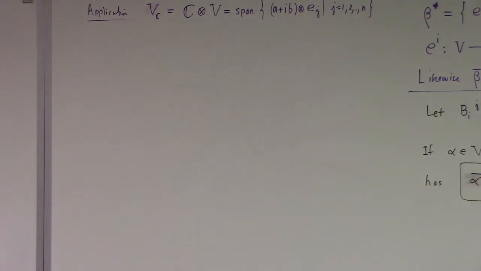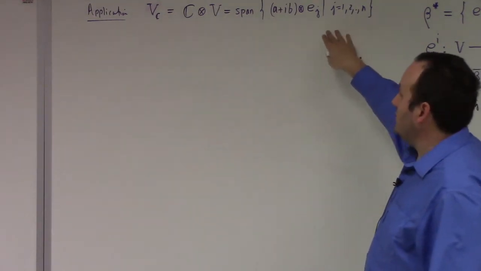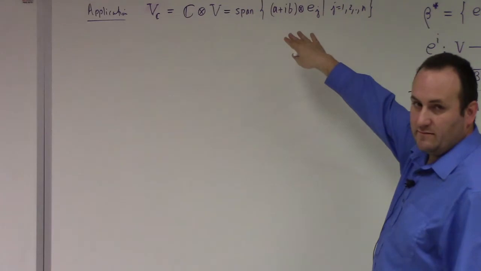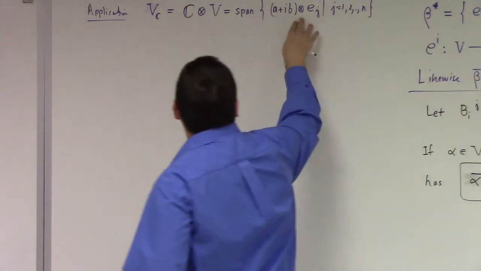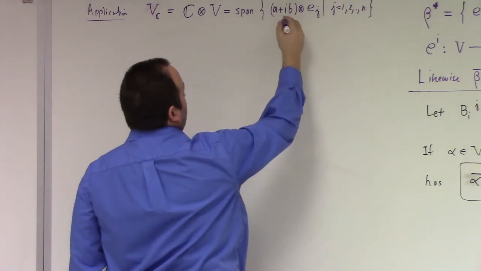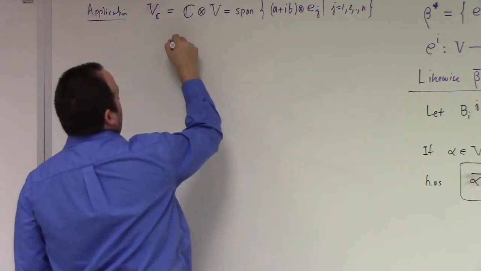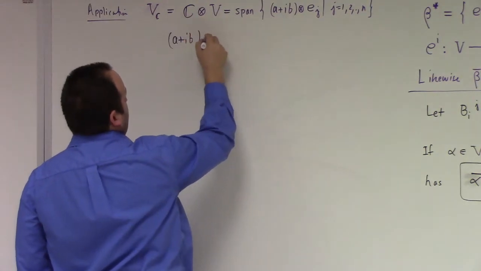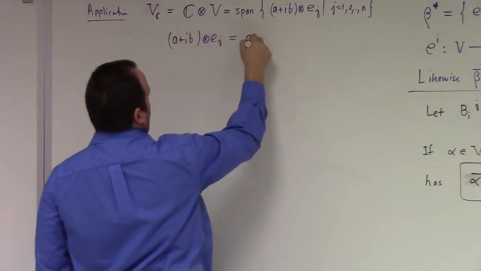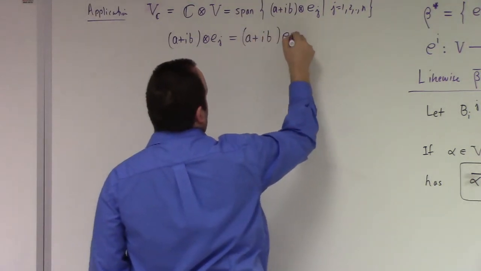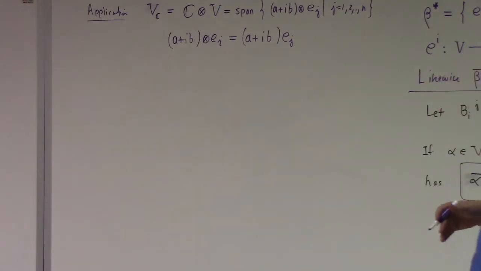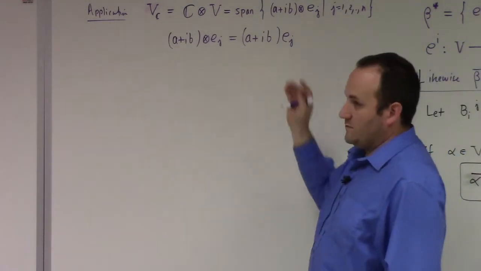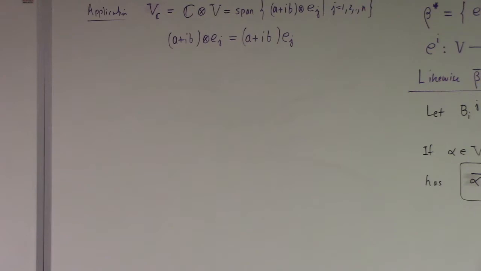But anyway, that's not actually what we tend to write, right? What I would tend to write is something like a plus ib tensor e_j, which is usually just written a plus ib e_j. So for example, if you take a vector space and you tensor it with the complex numbers, one way to think of it is you're just changing the components to complex components. That means that we're not writing the tensor symbol, right? That's just an application.